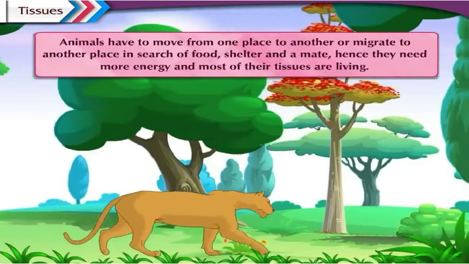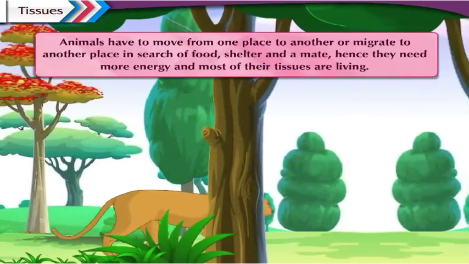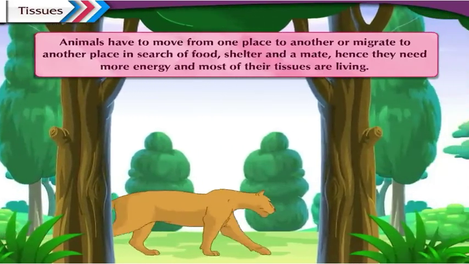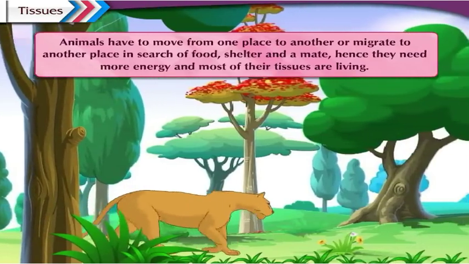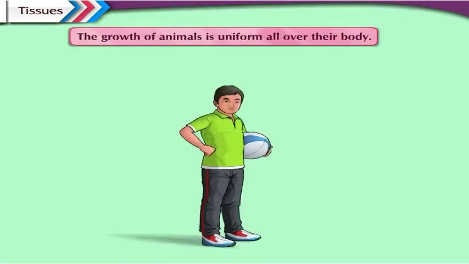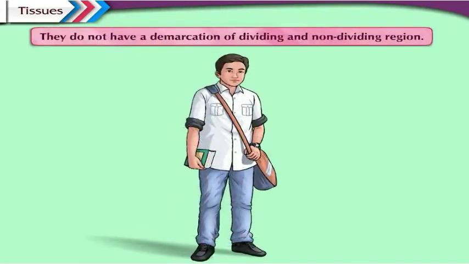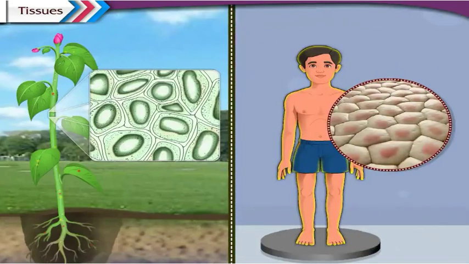Animals have to move from one place to another or migrate to another place in search of food, shelter, and a mate. Hence, they need more energy, and most of their tissues are living. The growth of animals is uniform all over their body. In their bodies, they do not have a demarcation of dividing and non-dividing regions. In other words, different types of tissues function in plants and animals. Let us first study animal tissues in detail.